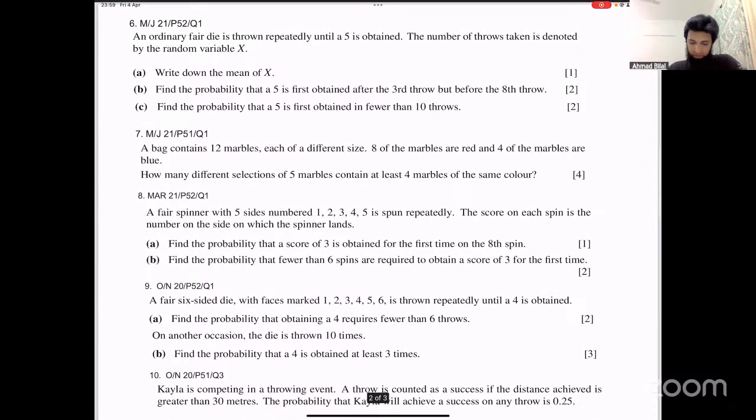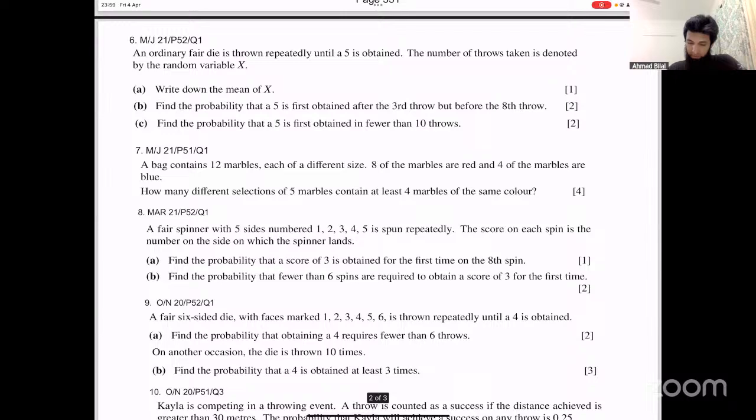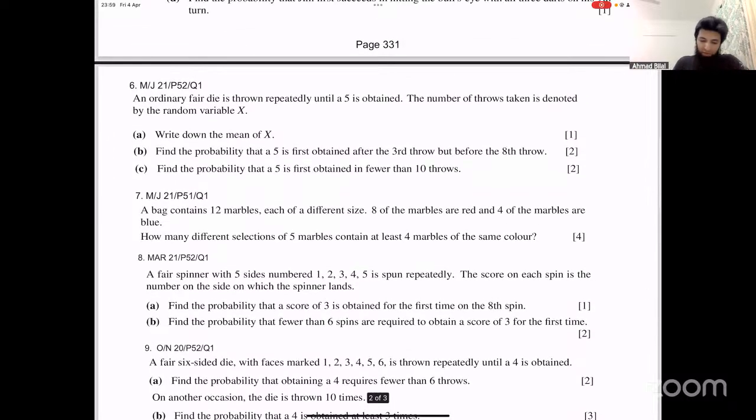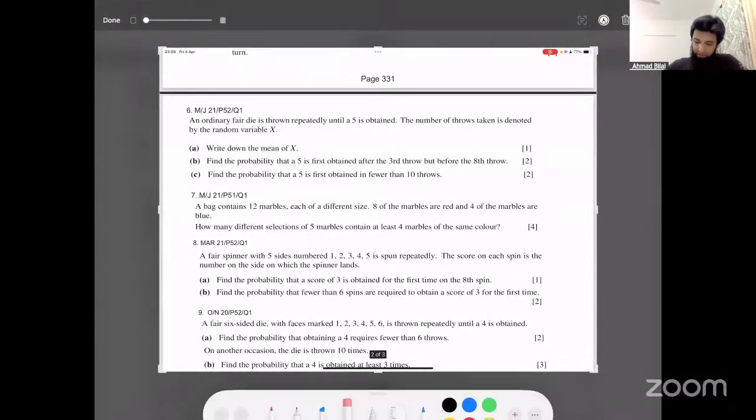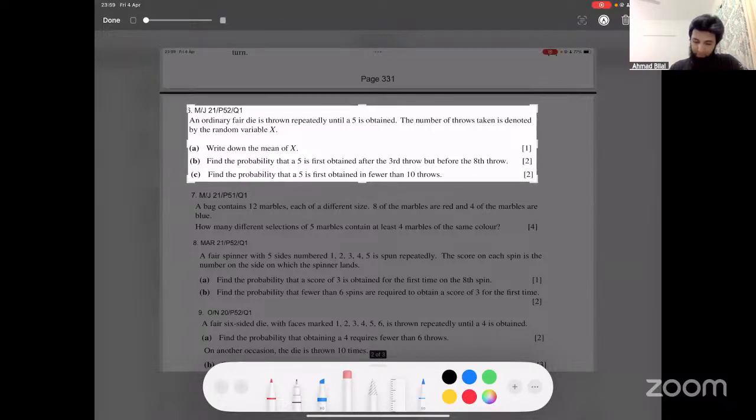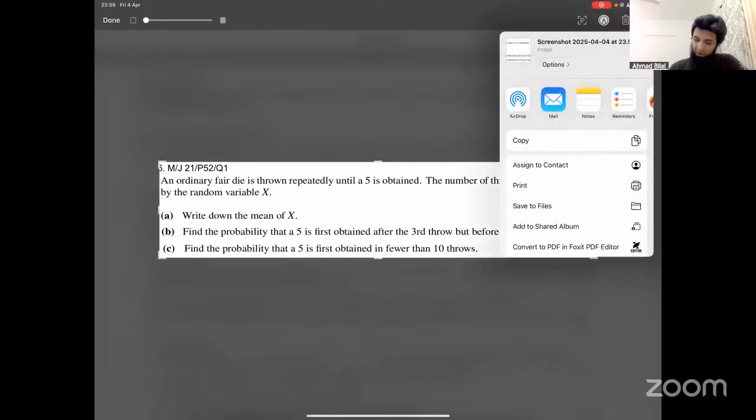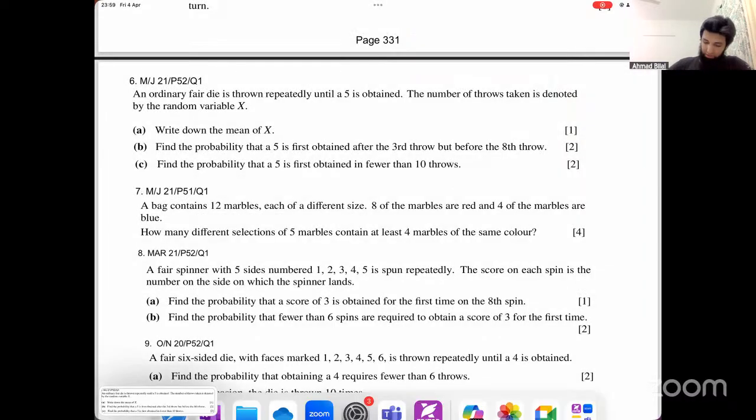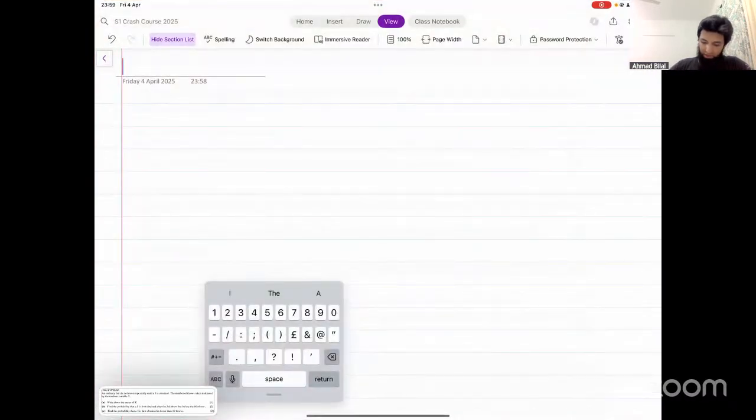They're all fairly straightforward. There were a couple of questions that I was thinking of. Yeah, so this one. Question number 6. Let's try this. Question number 6 from this worksheet. Let's try this one now.